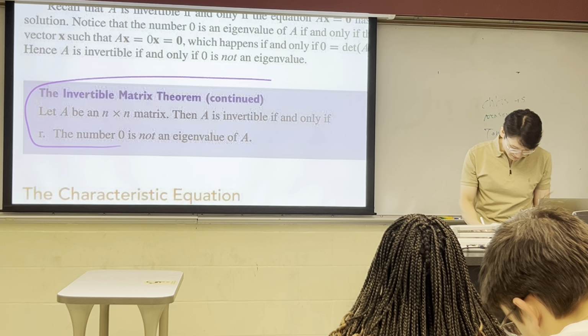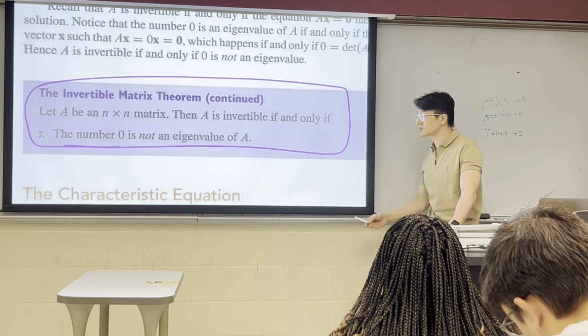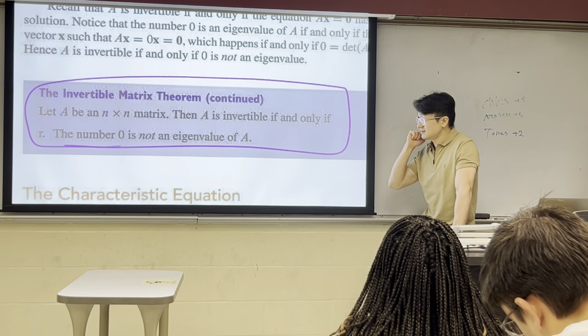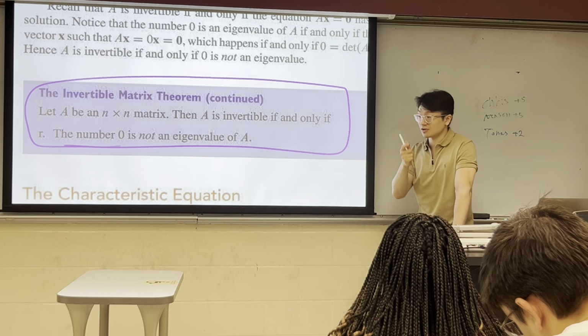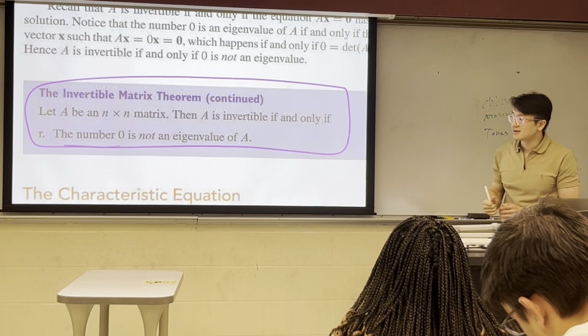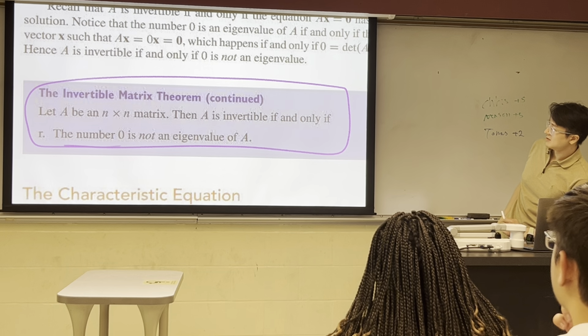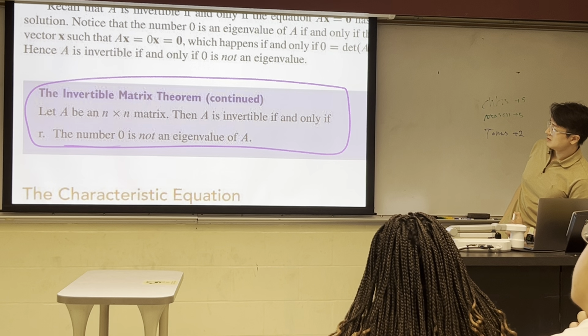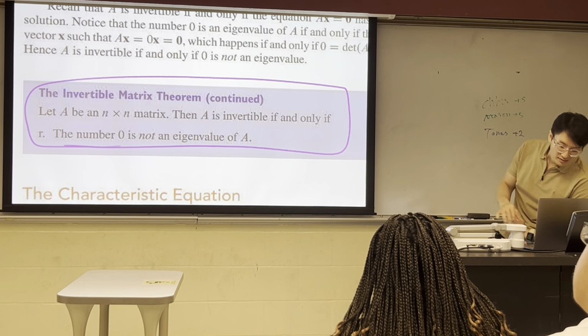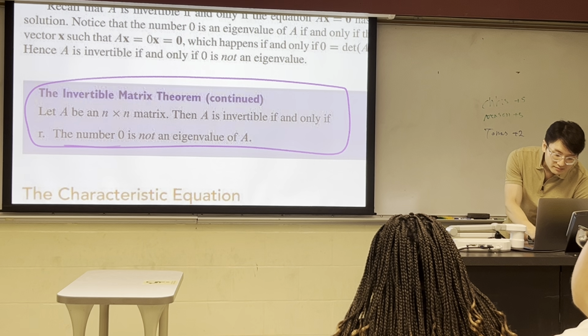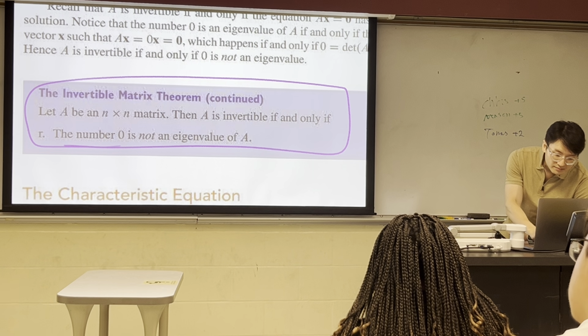Okay, so now we are learning a new fact. Can you read this? The invertible matrix theorem continued. Let A be an n times n matrix. Then A is invertible if and only if the number 0 is not an eigenvalue of A.